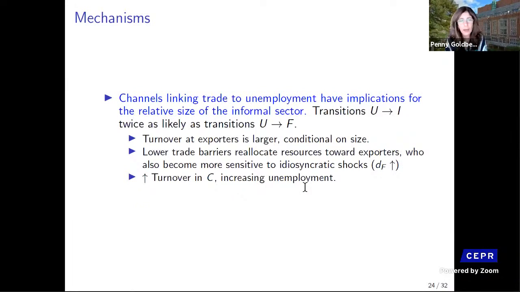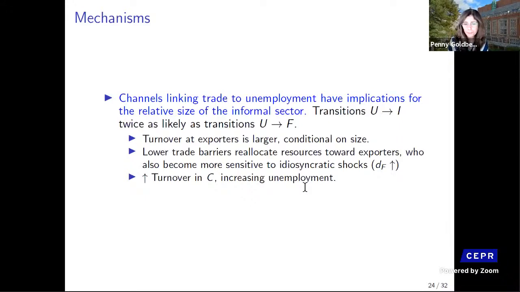The second type regards the channel linking trade to unemployment. The reason this is important for the informal sector relates to fact one that I mentioned earlier, namely that transitions from unemployment to informality are twice as large in Brazil as transitions from unemployment to formal. So what happens in this model is as an economy liberalizes and more resources shift towards exporters, exporters on one hand tend to be larger firms, and larger firms tend to be more stable. They have lower turnover. So that would tend to decrease turnover.